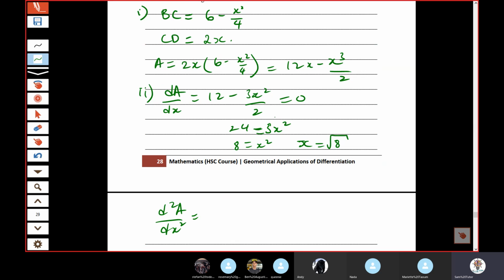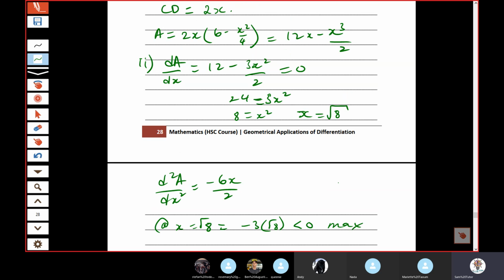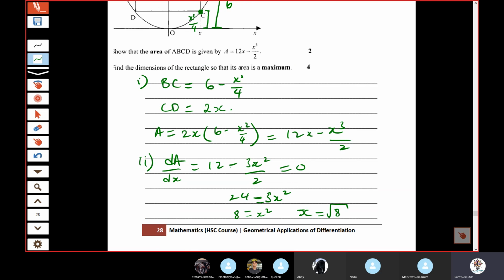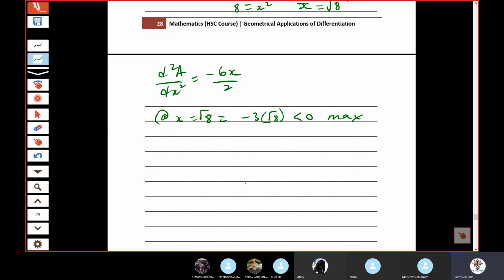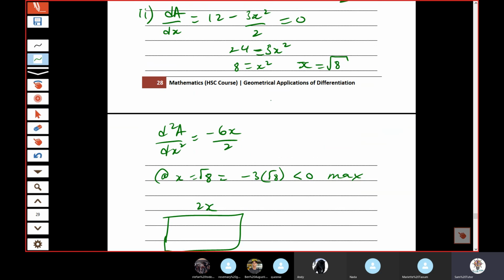d squared A on dx squared is negative 6x on 2. At x equals root 8, you get negative 3 root 8, which we know is less than 0, therefore it's a max. Just pause, go back up. The question says find the dimensions of the rectangle. We did not find the rectangle. It would be 2x and, what did we say here? 6 take away x squared on 4.